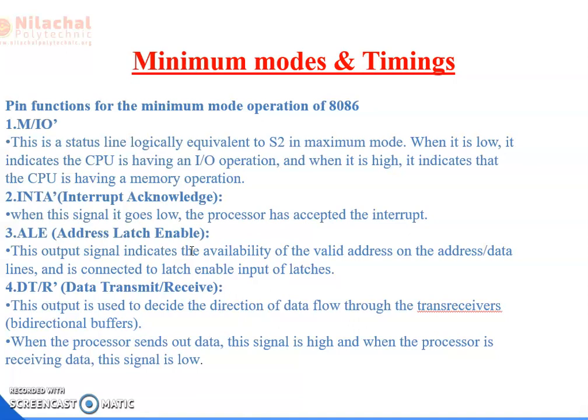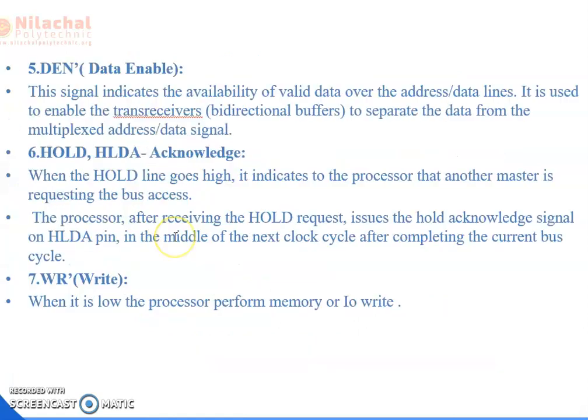Next one is address latch enable, ALE. This output signal indicates the availability of a valid address on the address data lines and is connected to the latch enable input of latches. Next one is DT/R bar, that is data transmit or receive. This output is used to decide the direction of data flow through the transceivers, that is bidirectional buffers. When the processor sends out data, the signal is high, and when the processor is receiving data, the signal is low.